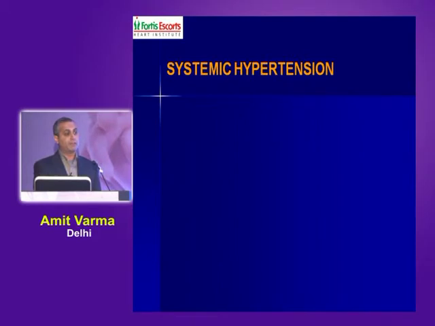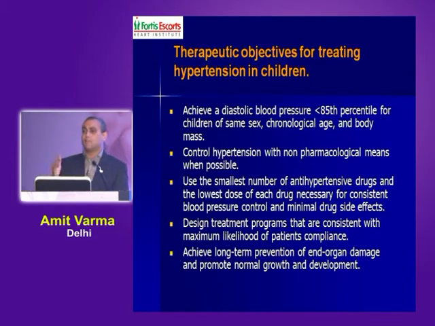Jumping ship, moving on to systemic hypertension. Most of you sitting in this room are dealing now with the increased incidence and what you're seeing in your clinics. Clearly, what is our achievement? We are trying to achieve a diastolic blood pressure less than 85 percentile. We are trying to control hypertension with non-pharmacological means.